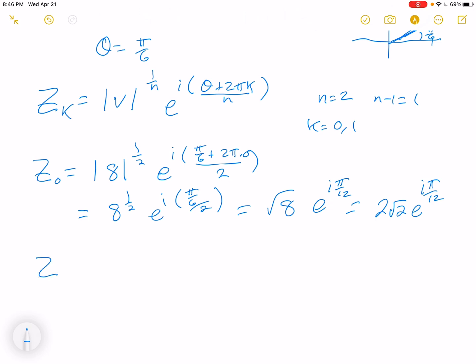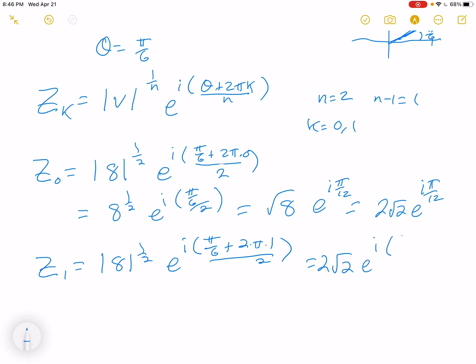Let's find the other one. We'll call that z sub 1. And that's going to be the same absolute value of 8 to the 1/2, which we know is going to be 2 root 2, e to the I, this time pi over 6 plus 2 times pi times 1 all over 2. This works really good to be strong in your fractions. So we're looking at 2 root 2 e to the I, and that's going to be a pi over 6. Now 2 times pi times 1 is 2 pi. So if I want to have the same denominator, that's going to have to be 12 pi over 6. And all that's divided by 2.